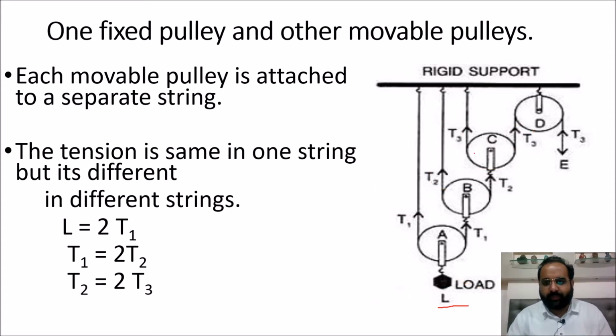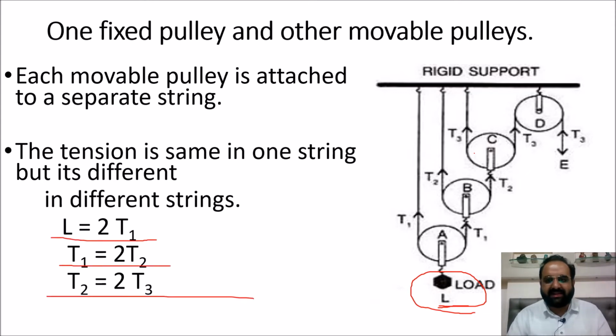Okay, yeah, then if you all can see over here, this I have already covered. The tension is same in one string but it is different in different strings. So here it will be T1, T2 and T3, and the load L gets balanced by 2 times T1, see this, then T1 becomes 2 times T2 and T2 becomes 2 times T3. Okay, and then what will be the use of this particular pulley?